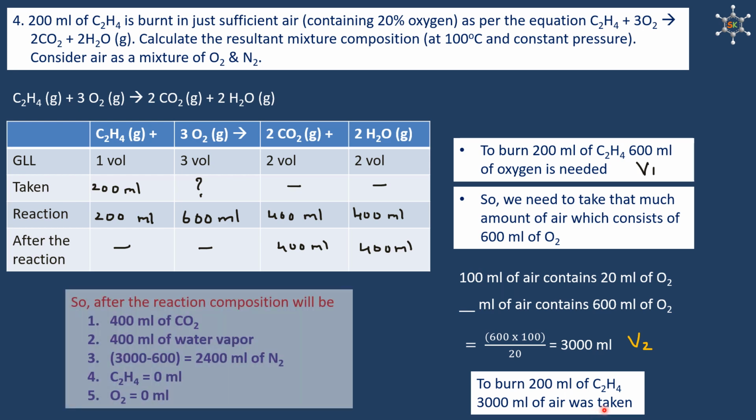So, the composition will be 400 ml of carbon dioxide, that comes out as a product. 400 ml of water vapor, that also comes out as a product. V2 minus V1, that is 3000 minus 600, that is 2400 ml of nitrogen will be present as such in the system. C2H4 is completely consumed. Oxygen is also completely consumed.